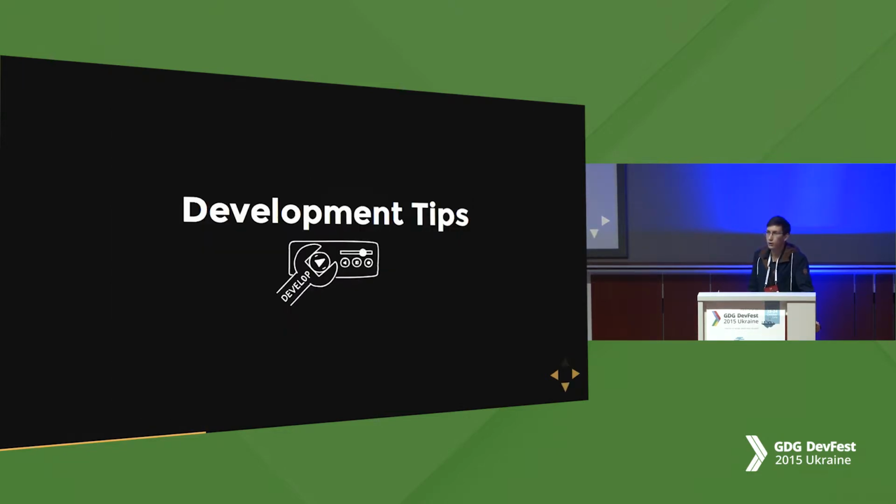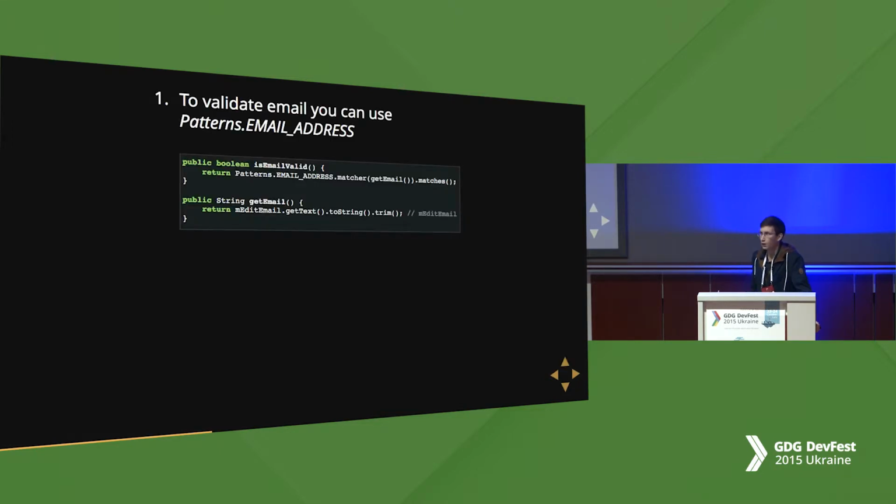So at the end of the first part of my talk, I also want to share a few development tips regarding the sign-in screen. Sometimes you want to use email as your username, and for example, to do a validation, you can use a standard Android pattern's email address to check if the email is valid. So you need to use Patterns.EMAIL_ADDRESS matcher and check if the email matches this pattern.